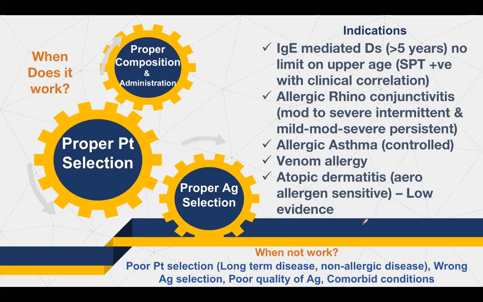When will it not work? First of all, we need to understand when it does work. There are 4 important points we need to remember for allergen immunotherapy to work. Number 1, the proper composition. What should be the composition of the allergen immunotherapy? That is very important. And how we are administering it, the mode of administration. Also, it depends on proper antigen selection. If we are selecting the wrong antigen, that will be a problem for us.